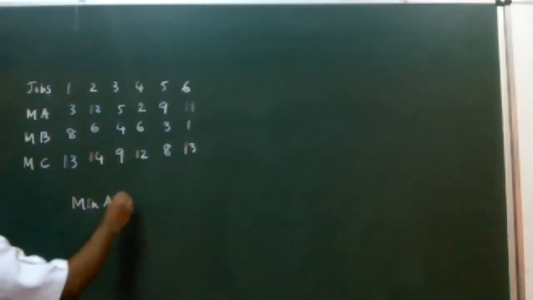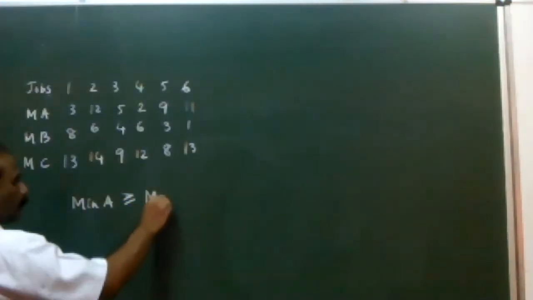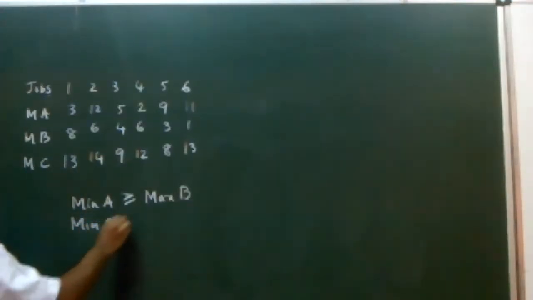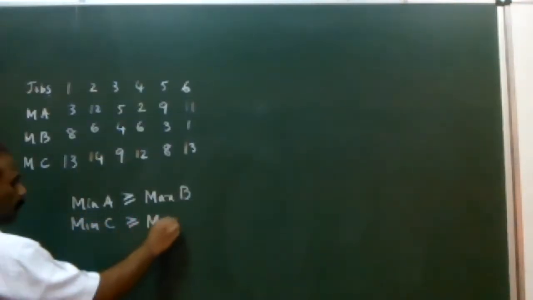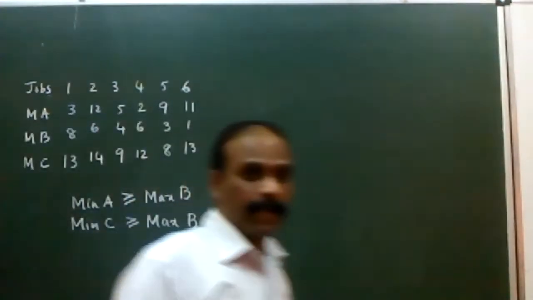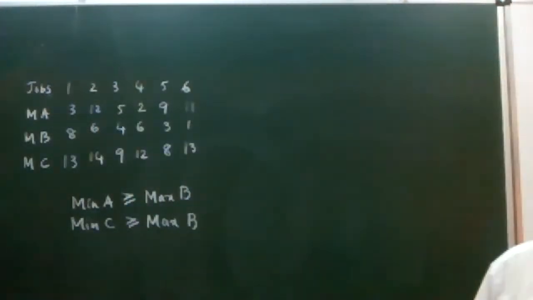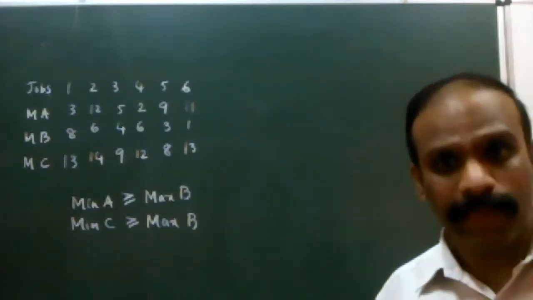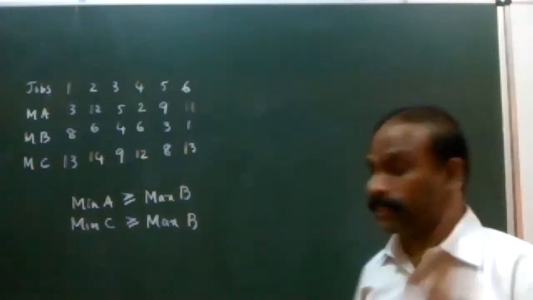It says minimum of A should be greater than or equal to maximum of B, or minimum of C should be greater than or equal to maximum of B. You are supposed to verify that at least one of these conditions should be satisfied. All conditions need not be satisfied. There are totally 4 conditions here.